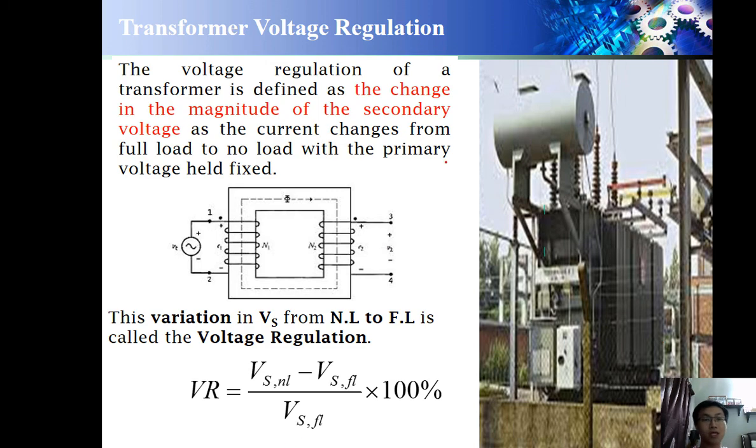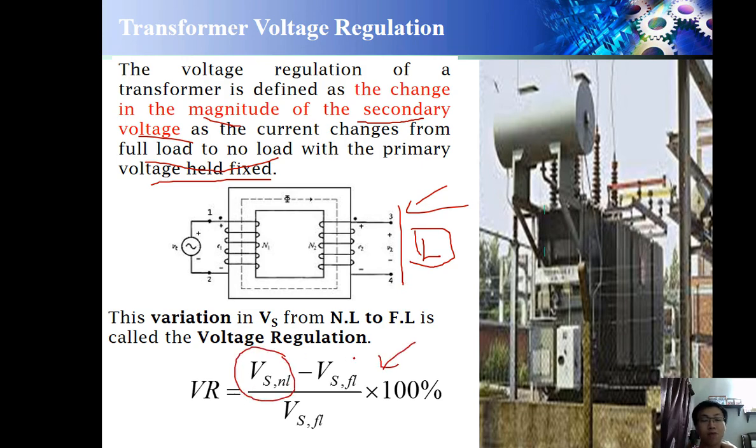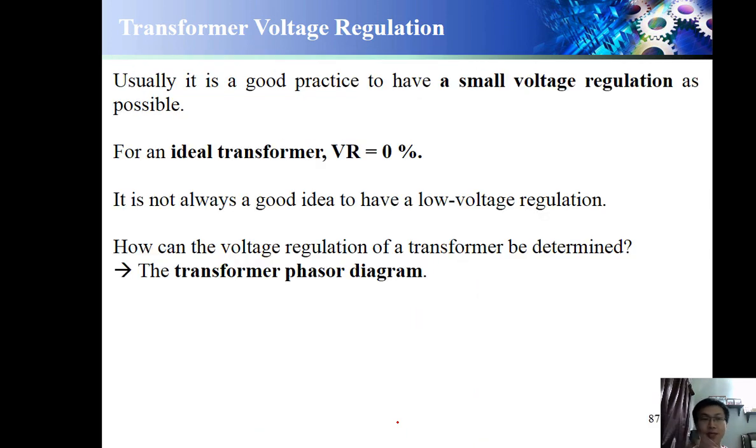The voltage regulation of a transformer is defined as the change in the magnitude of the secondary voltage as the current changes from full load to no load when the primary is held fixed. For example, load, suddenly no load. So the formula is like this: no load minus full load, divided by full load, times 100%. Usually I get confused by this one, but in order for us to easily find this value, we need to think about the phasor diagram.